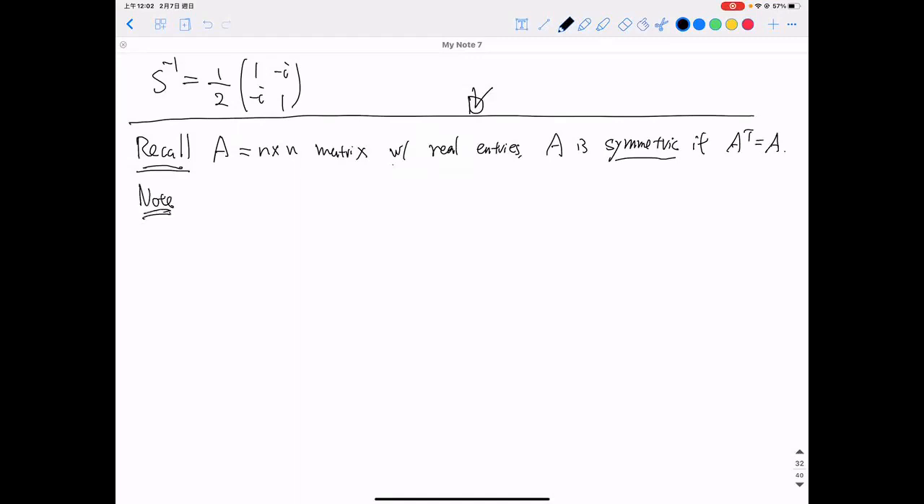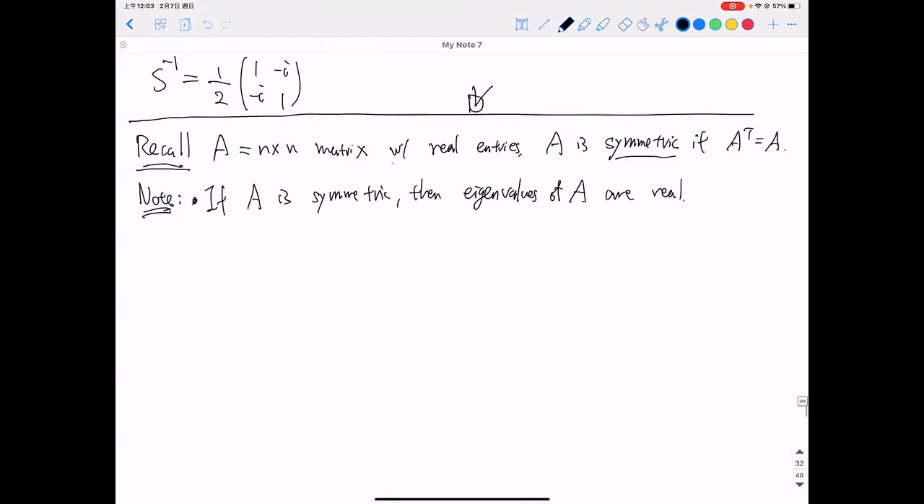And we've already noticed that if A is symmetric, then eigenvalues of A are real, so we don't have to worry about arithmetics about complex numbers in this case. That's one thing that we know. Now, another thing that we know is the following.